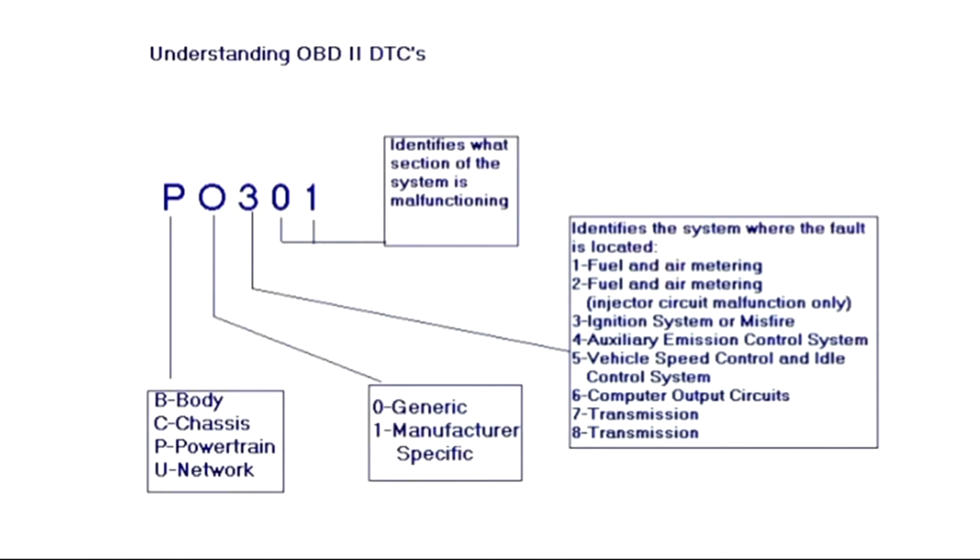Now, when you go to look at a DTC, you will see that DTCs start with one of four letters: B for body, C for chassis, P for powertrain, or U for network. Jake, what would be an example of a body DTC?